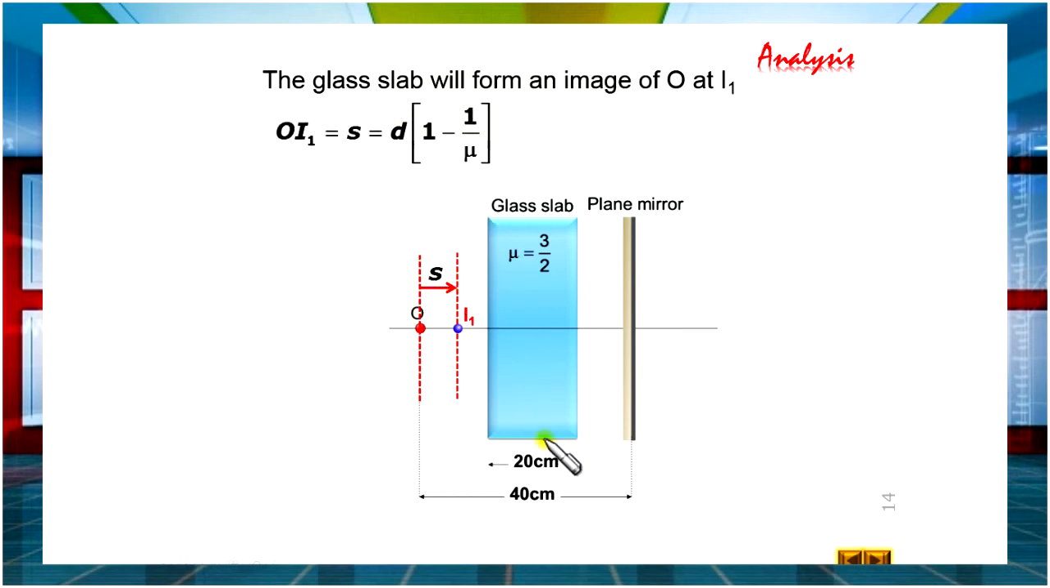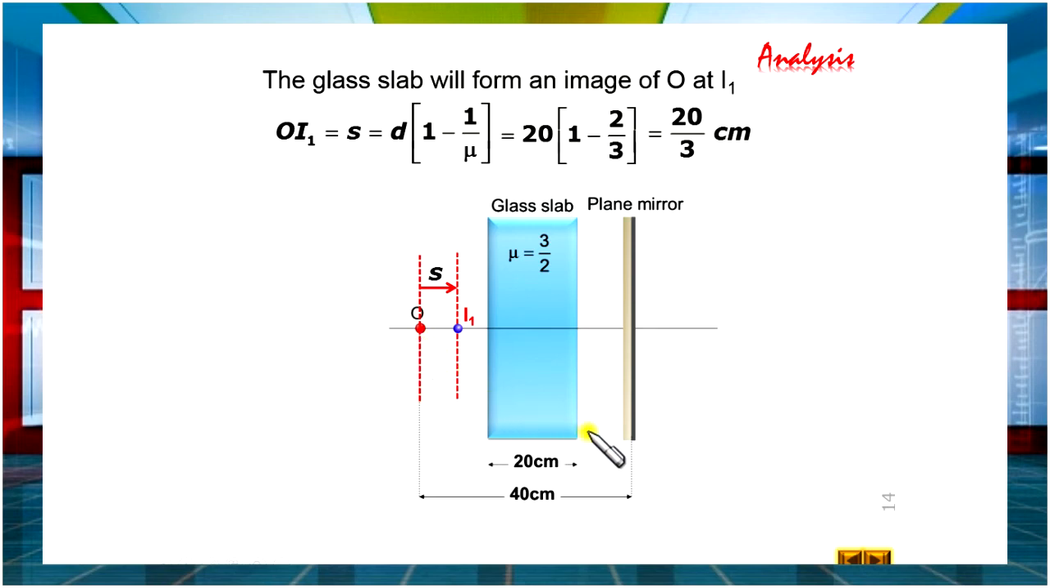And we know D equals 20 centimeter and mu equals 3 by 2. So this is 20 multiplied by 1 minus 1 upon 3 by 2. So this is 20 multiplied by 1 minus 2 by 3. So this is equal to 20 multiplied by 1 by 3, that is 20 by 3 centimeter. So this is the shifting.